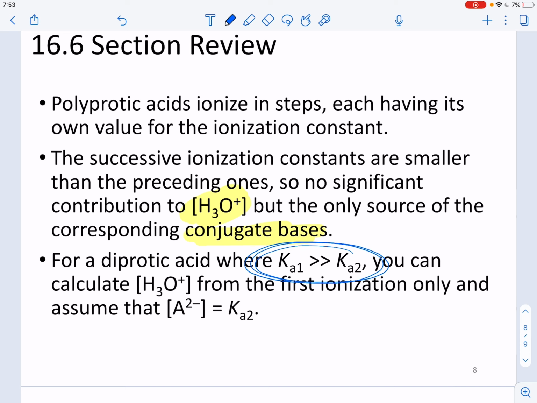No matter if it's diprotic, triprotic, or whatever, if the first ionization constant is much larger than the subsequent constants, then you can assume that the contribution of protons to the solution comes only from the first step. Okay, and then you just use the first step to calculate pH.